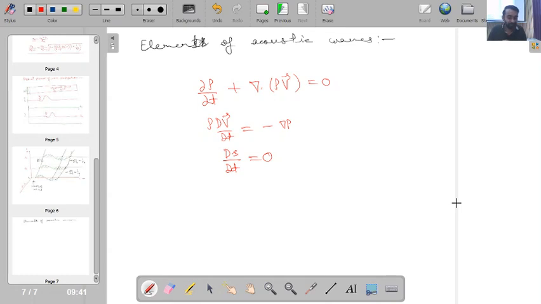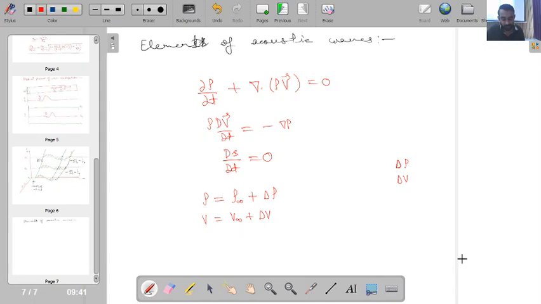Now let's consider that in some wave we have perturbation. If delta rho is my perturbation in density and delta v is my perturbation in velocity, then I can represent my density as rho infinity plus delta rho. Similarly, I can represent my velocity as v infinity plus delta v. Is this point clear?